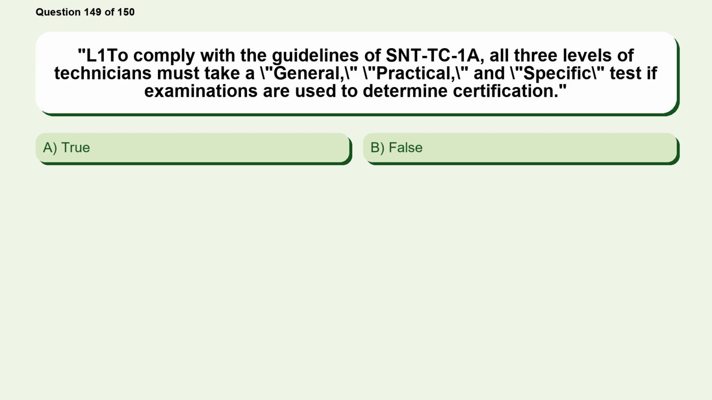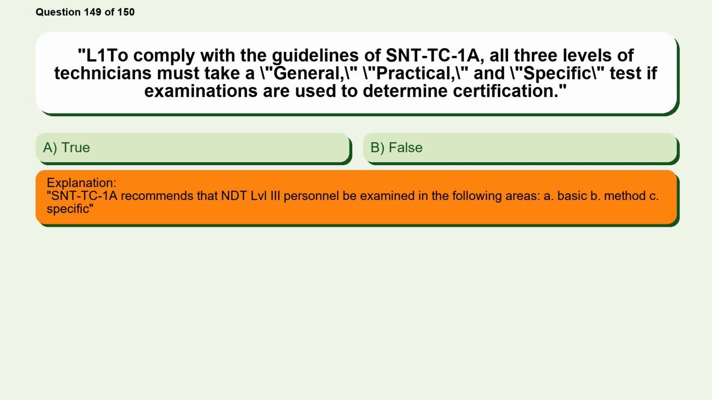Question 149. Level 1. To comply with the guidelines of SNT-TC-1A, all 3 levels of technicians must take a general, practical, specific test if examinations are used to determine certification. Option A, true. Option B, false. The correct answer is option false. SNT-TC-1A recommends that NDT Level 3 personnel be examined in the following areas: A, basic; B, method; C, specific.